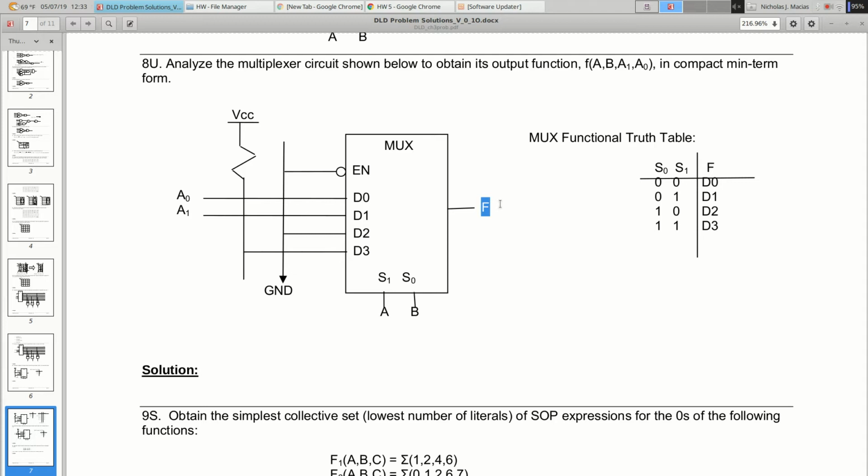So A0 and A1, they don't look like they're actually connected to ground or...? No, they're connected to D0 and D1. So the connection rule: if you have wires crossing without a dot, they're not connected. If you have wires meeting in a T, they are connected. And if you have a dot in the middle, they are connected. So these are just crossing over but not connected to each other. So A0 goes to D0, A1 goes to D1, D2 goes to ground, and D3 goes to logic 1.